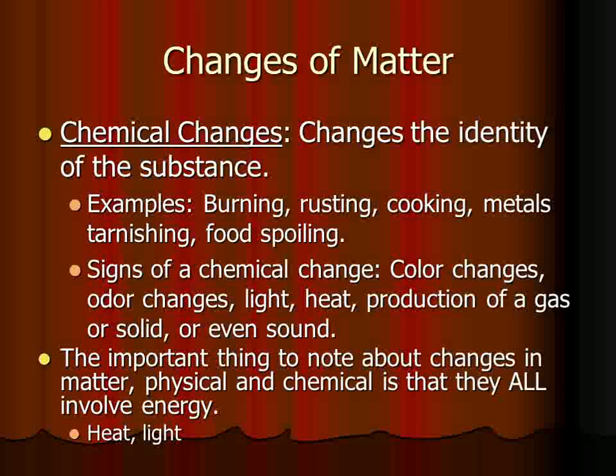So examples of that include burning, rusting, cooking, when metals tarnish, and food spoiling. Now, how can you know if you have a chemical change? Signs would be color changes, an odor, light, heat, production of a gas or a solid, such as if you see any bubbles, or even a sound.